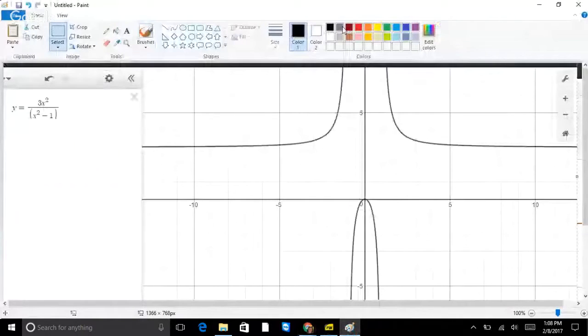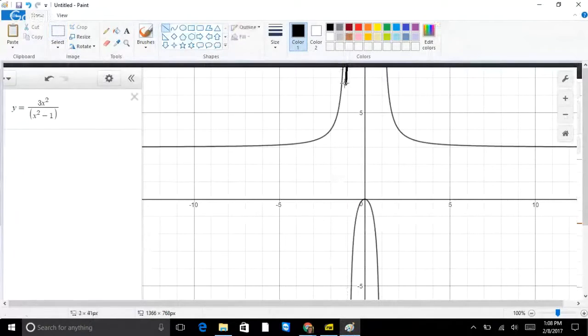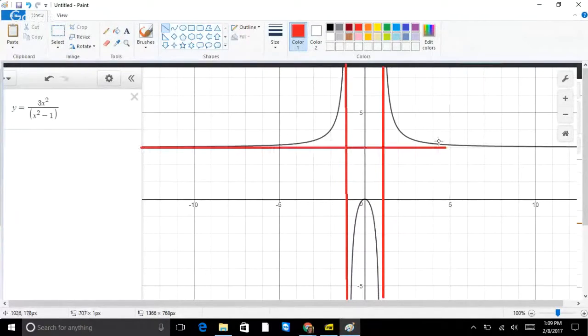Okay, so this particular graph shows asymptotes at, I should have a different color line, x equals -2, x equals -1, x equals 1. And it looks like we have an asymptote at y equals 3. Or if I was to draw my asymptotes on the graph, that's where I would place those.